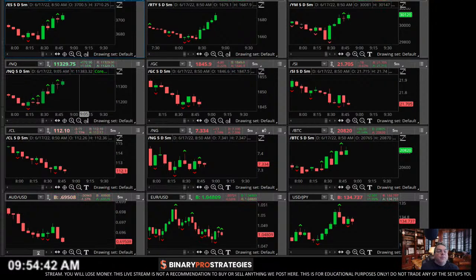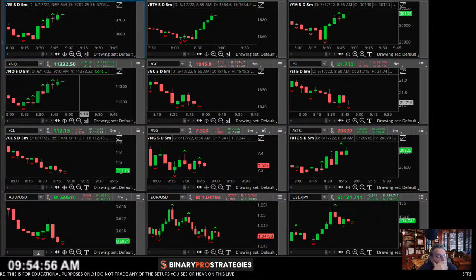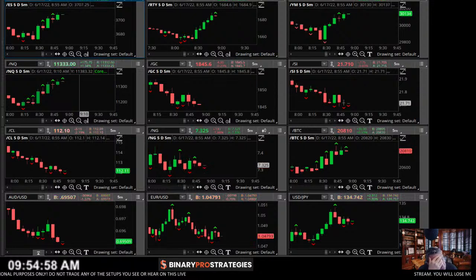Potential buy coming up on Euro US. Let's watch it. It's either going to be an 81 or 77. And the double did not hold, so no trade on the Euro US.